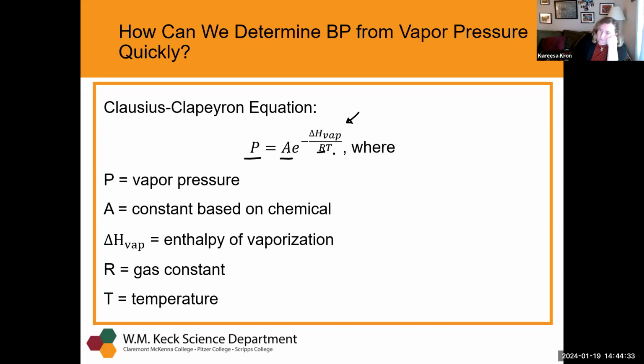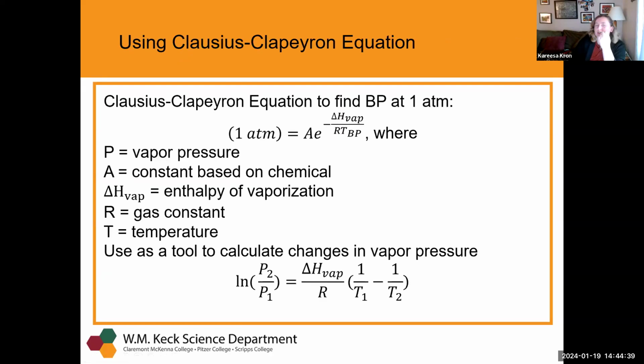This is helpful because if we want to find the boiling point of a compound, we can plug in a pressure that we want our vapor pressure to equal, 1 atm. Then we can look up in a table the constant based on the chemical. We can determine the enthalpy of vaporization, or also find it in a table. And we have the gas constant, and that helps us find the boiling point temperature.